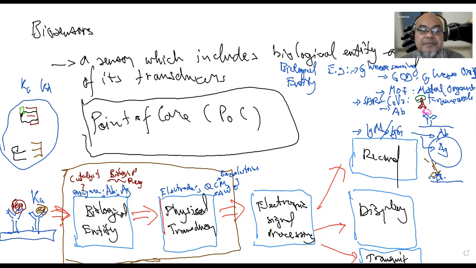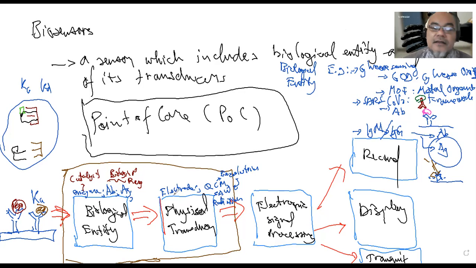And sometimes the antibody or antigen or enzyme we can modify with a certain colorimetric label, such that the color changes. If the color changes, then we can detect it using a radiation sensor, for example a photodiode in combination with an LED, which can detect the color change on the surface of the sensor.